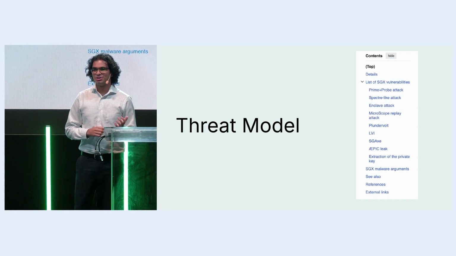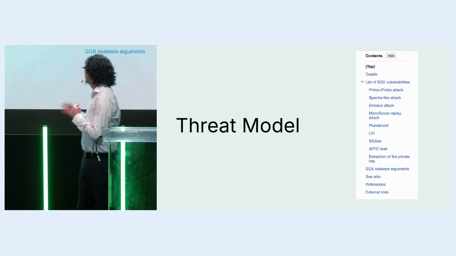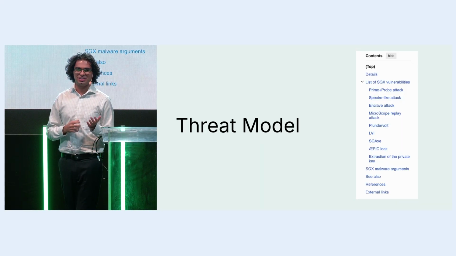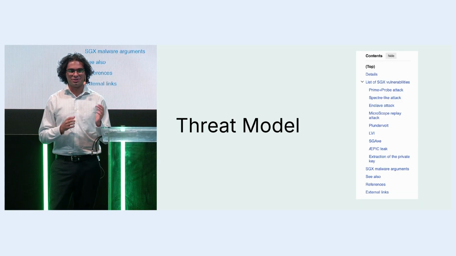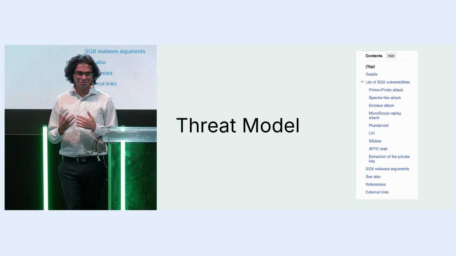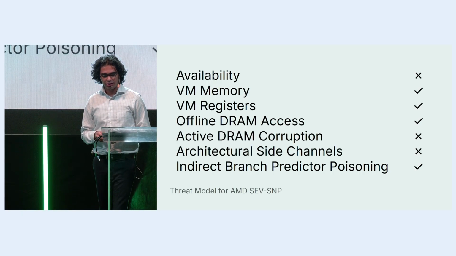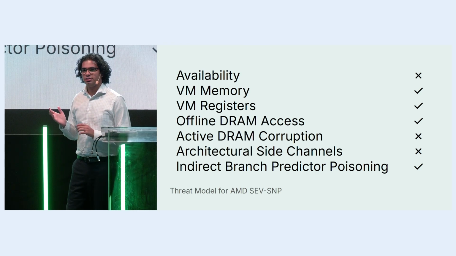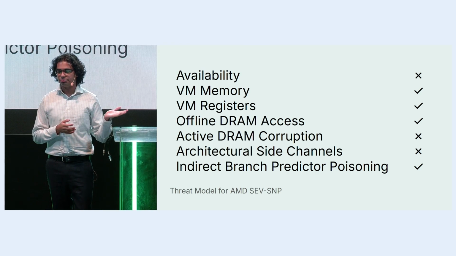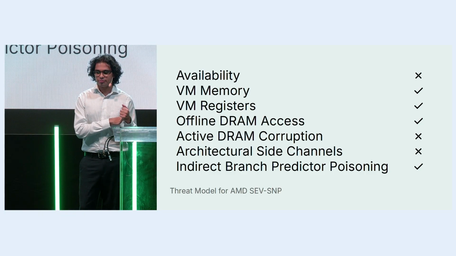So it's important to really look at the threat model here. This is the table of contents of the Wikipedia page of SGX, and 90% of it is dedicated to vulnerabilities. So yeah, we really have to pay attention to exactly what we're trying to protect against here. This is a select list of threats taken from AMD's SEV-SNP white paper, which is AMD's latest generation of this technology.